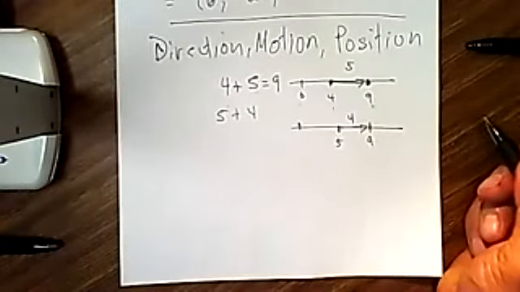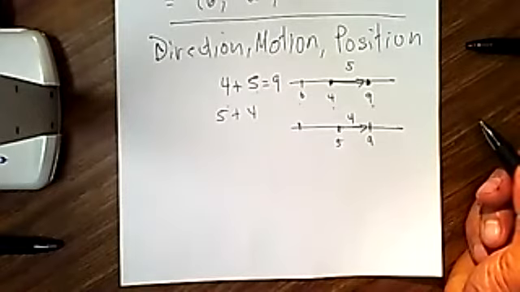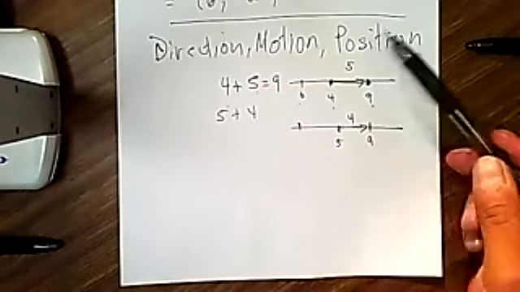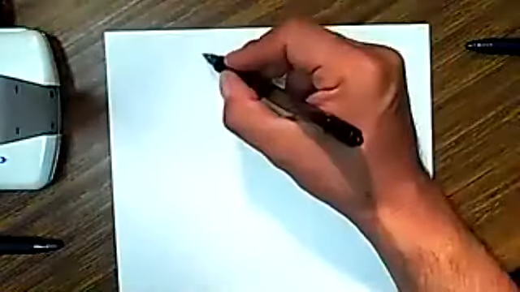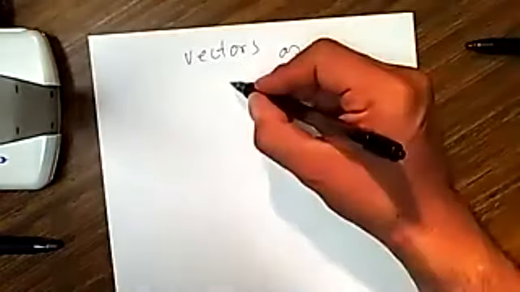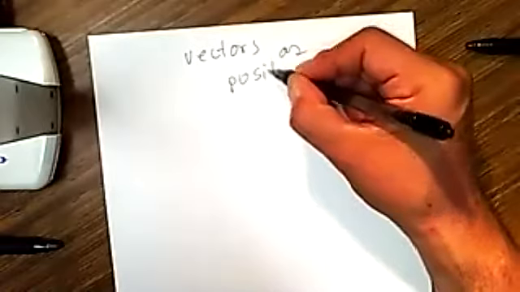They can be used to represent position, motion, direction, and so forth. Let's elaborate on this. So as a position, let's talk about vectors as position.